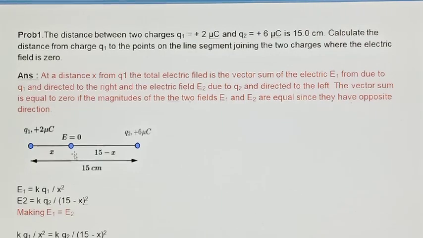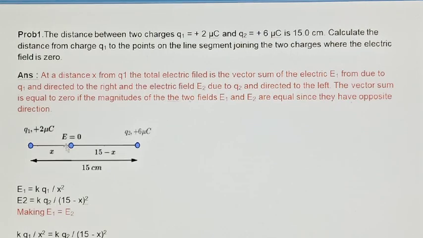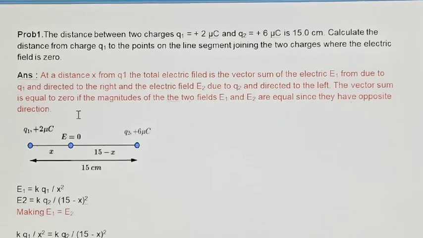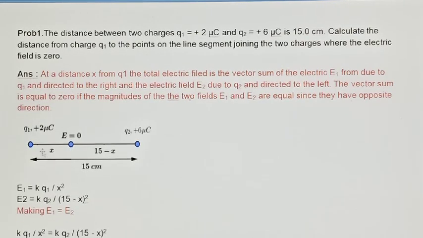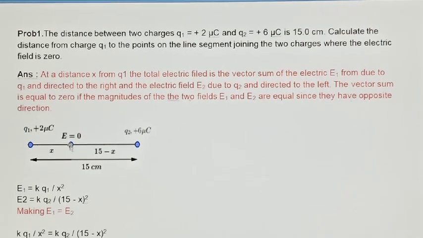So let us consider that the point is here, and this point is at a distance x from charge Q1, so definitely this distance will be 15 minus x. So again you have to apply the concept of electric field at a point due to a point charge, but before applying the formula you have to draw the electric field vectors. So at this point, electric field vector due to 2 microcoulomb will go like this.